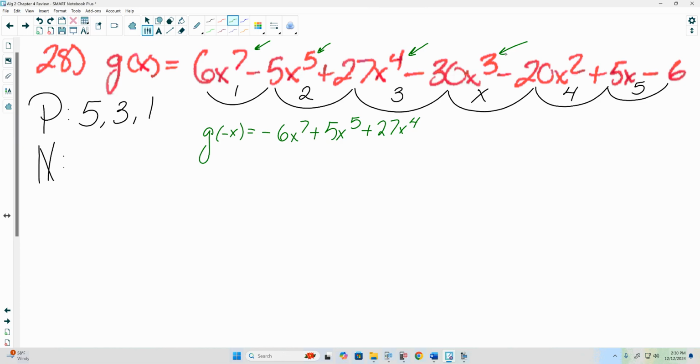Next exponent is 3. Since that's odd, the sign changes to negative 30x cubed. Our next exponent is squared. Since that's even, it stays negative 20x squared. What do we do with 5x? Change it, because what's the exponent? Technically 1, we don't write it. 1's odd, so we're going to change it from positive 5x to negative 5x. And our 6 stays negative 6, because it has no variable. There's nothing causing it to change.